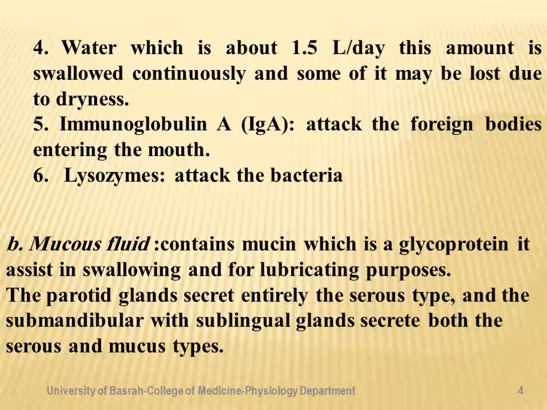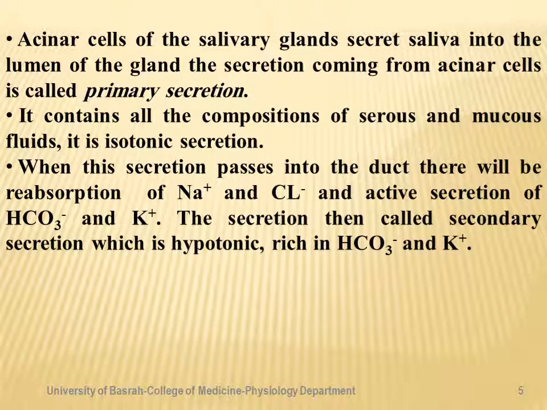The parotid glands secrete entirely the serous type. Of course, the secretion of the parotid glands is only the serous type. Submandibular and sublingual glands secrete both serous and mucous types. Acinar cells of the salivary glands secrete saliva into the lumen of the gland. The secretion coming from the acinar cells is called the primary secretion.